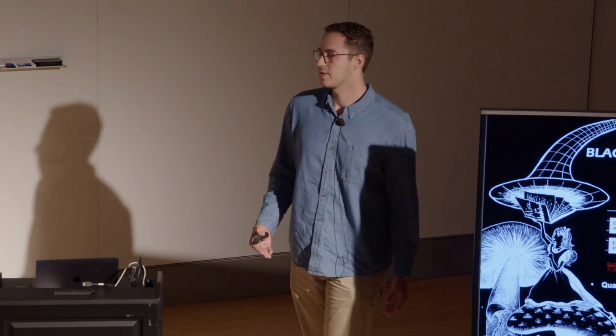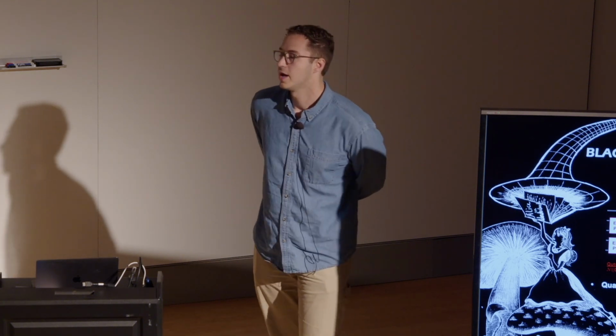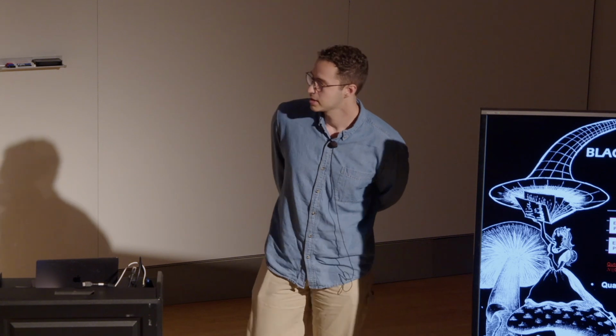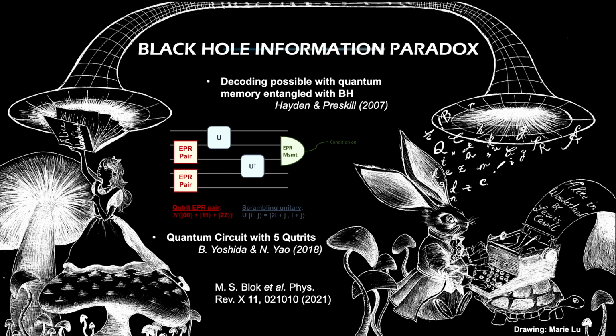Well, the first reason we decided to look into at least qutrits was based off of an idea from Norman Yao and Beni Yoshida around the black hole information paradox. There's this crisis in modern physics between the unitarity of quantum mechanics and the predicted black holes in general relativity, and what happens to our quantum state if it falls into a black hole. It turns out that maybe there's some hope for this. Decoding is still possible if you have some quantum resource entangled with your state as it falls into a black hole. And there's this analogy between quantum information scrambling and these black holes.